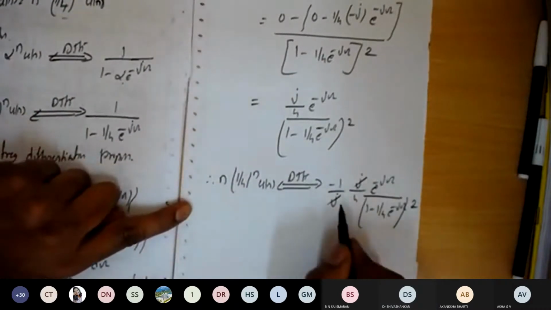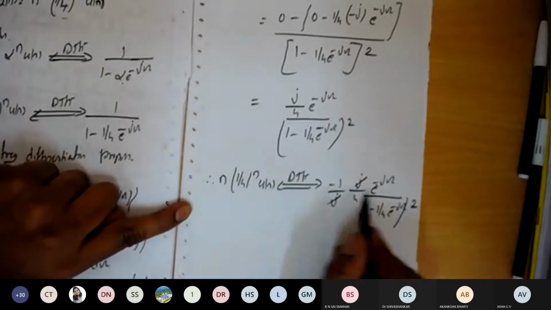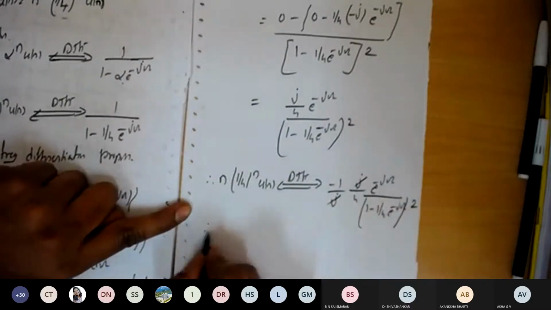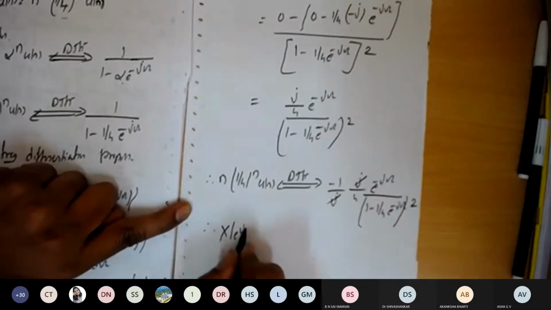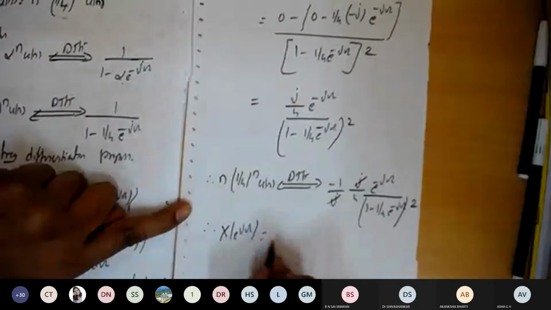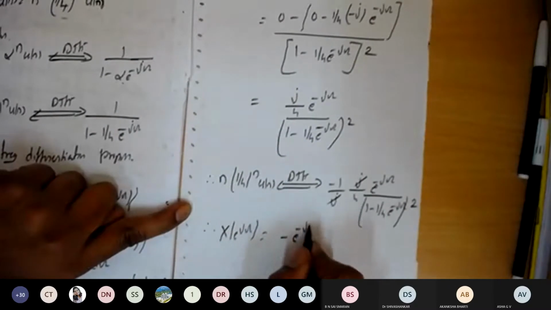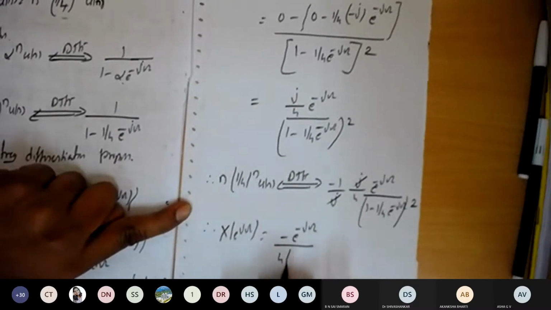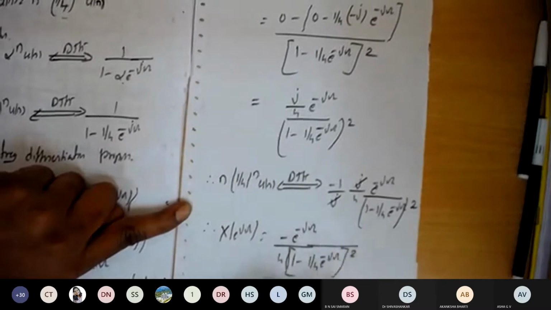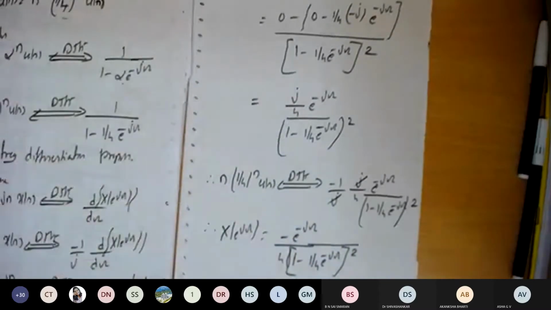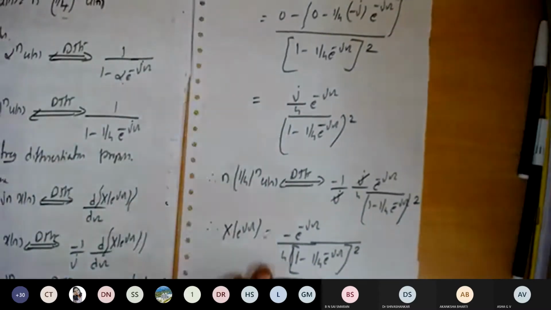So now the j terms will get cancelled. So the remaining term is minus 1 by 4 into this one. Therefore, we can write x of e to the power of j omega, that is the dt of t, will be equal to minus e to the power of minus j omega divided by 4 into 1 minus 1 by 4 into e to the power of minus j omega, the whole square. So this is the dt of t of n into 1 by 2 to the power of 2n.